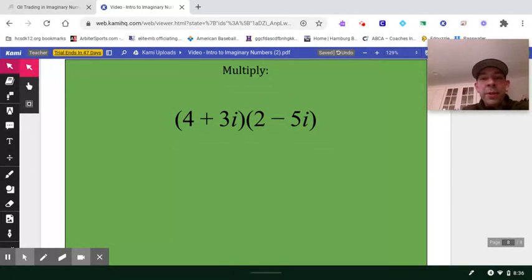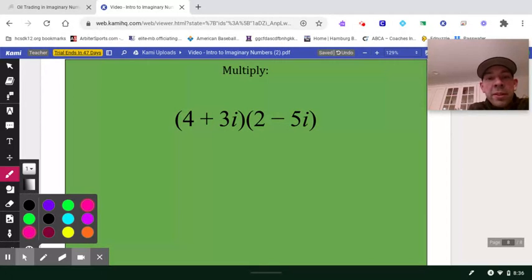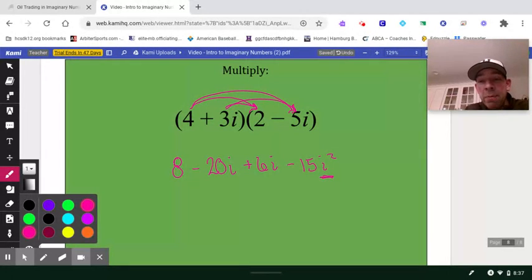Okay, last but not least, we're going to get the FOIL. And we're going to go ahead and do a lot of distributing. And the big theme here is we're going to make sure we simplify our answers. We'll use pink for the last one. Let's take the 4 and distribute it to the 2. And we'll distribute it to the negative 5i. All right. Then we'll grab the 3i, distribute it to the 2. And we'll distribute it to the negative 5i to make negative 15i squared. Hey, that's a big catch right there. Did you see why I came up with i squared? Because I had to multiply this i by this i, which created that i squared.